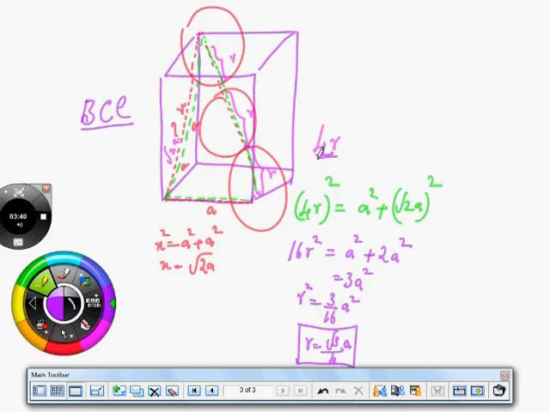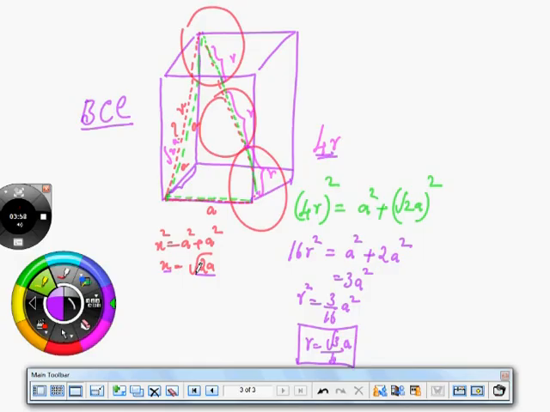Now you take this diagonal, which is the diagonal of a face. Now you know this length is equal to a and this length also is equal to a. a square plus a square is equal to this length whole square. Therefore this length is equal to root 2a. x square is equal to a square plus a square. Therefore x is equal to root 2a.